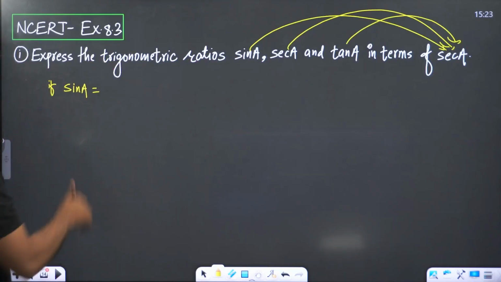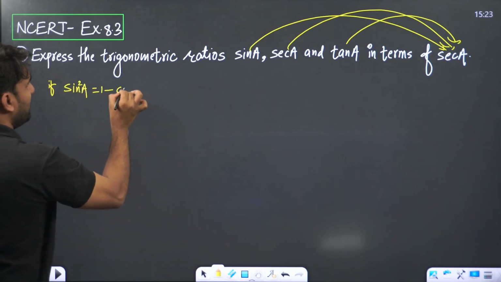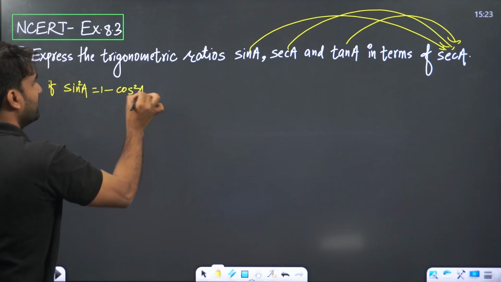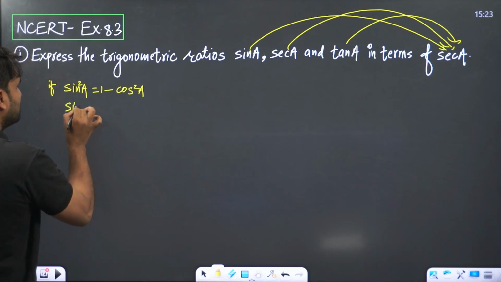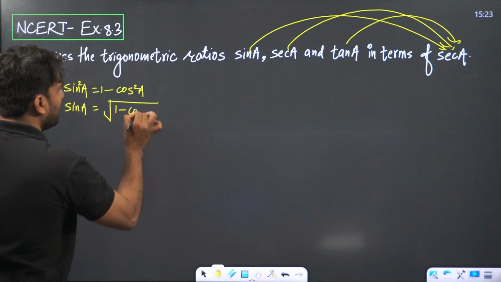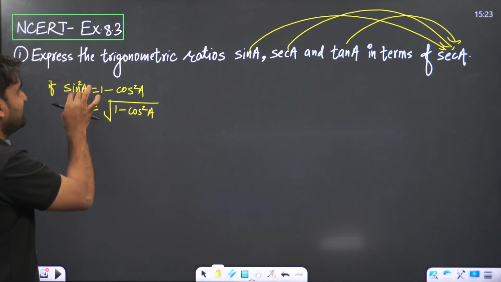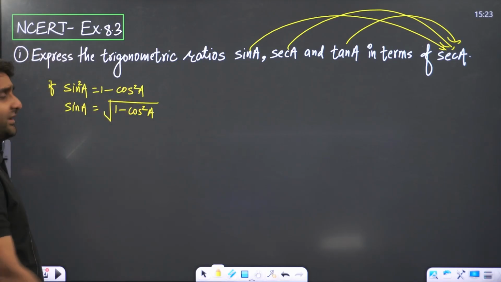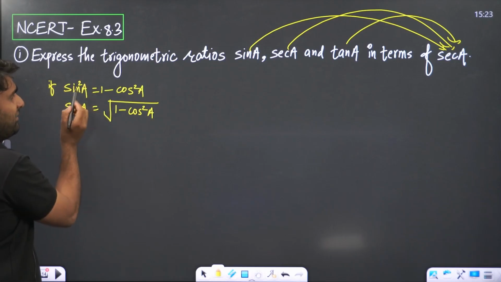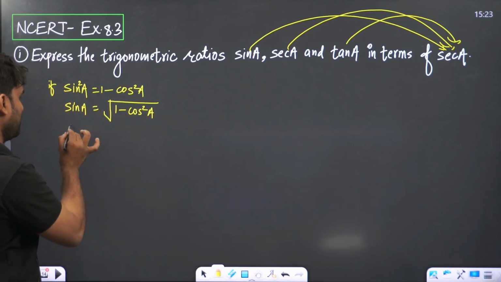So sin square A can be written as 1 minus cos square A, right? So here sin A can be written as under root 1 minus cos square A. Clear everyone? If sin square A is equal to 1 minus cos square A, so sin A, by removing square from LHS, RHS will go under root.